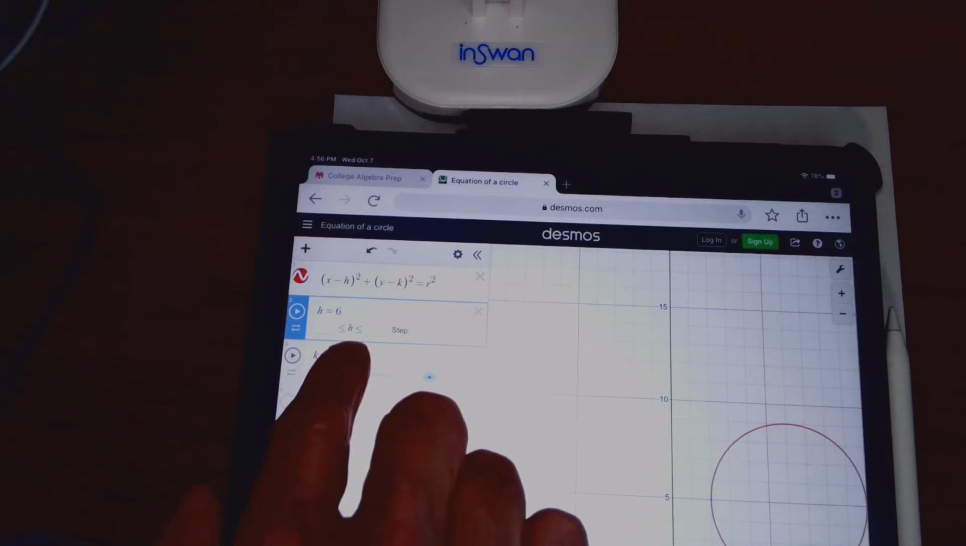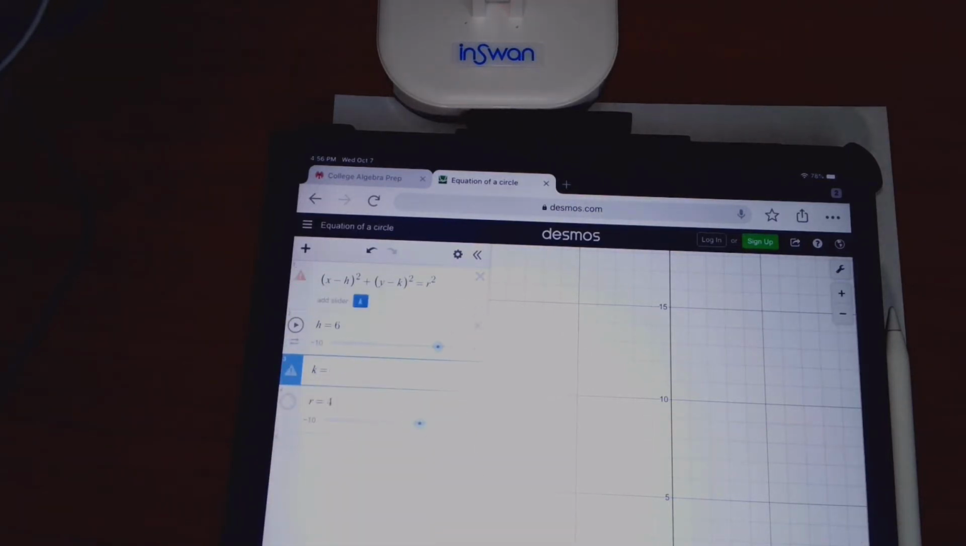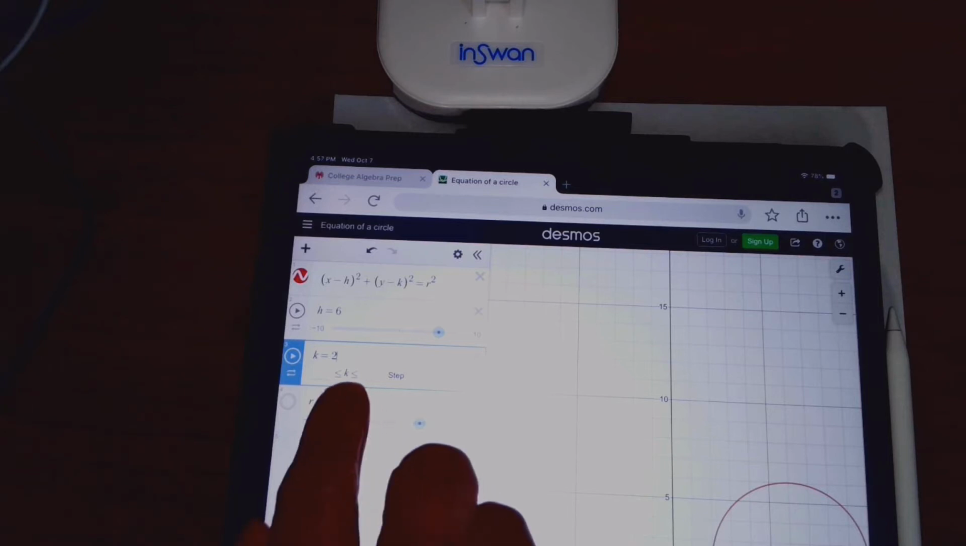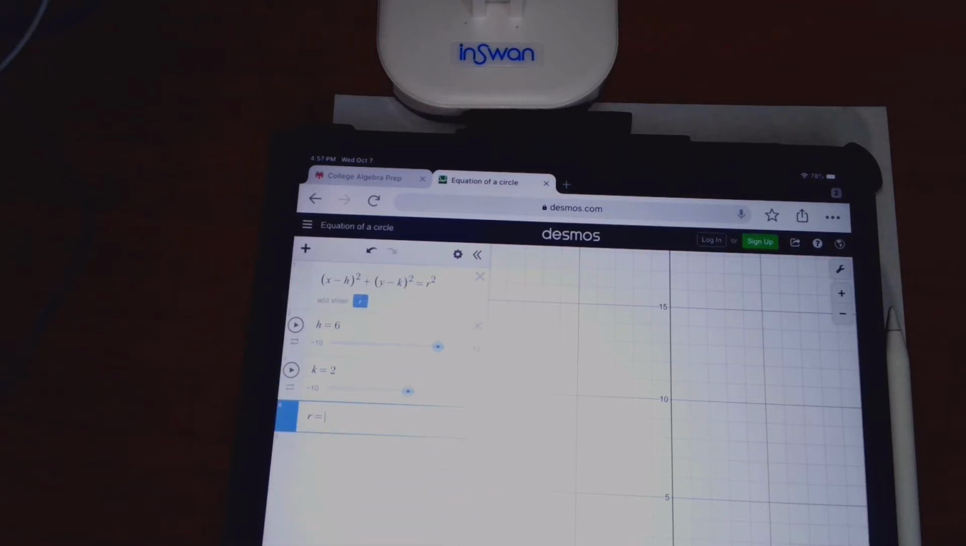It allows me to plug a number in for k. I'm going to move up here and plug a number in for k. Now it's x minus 6 squared plus y minus 2 squared, and I think I made up 3 for the radius. I'll type in 3, and look how it did. It graphed this for me.